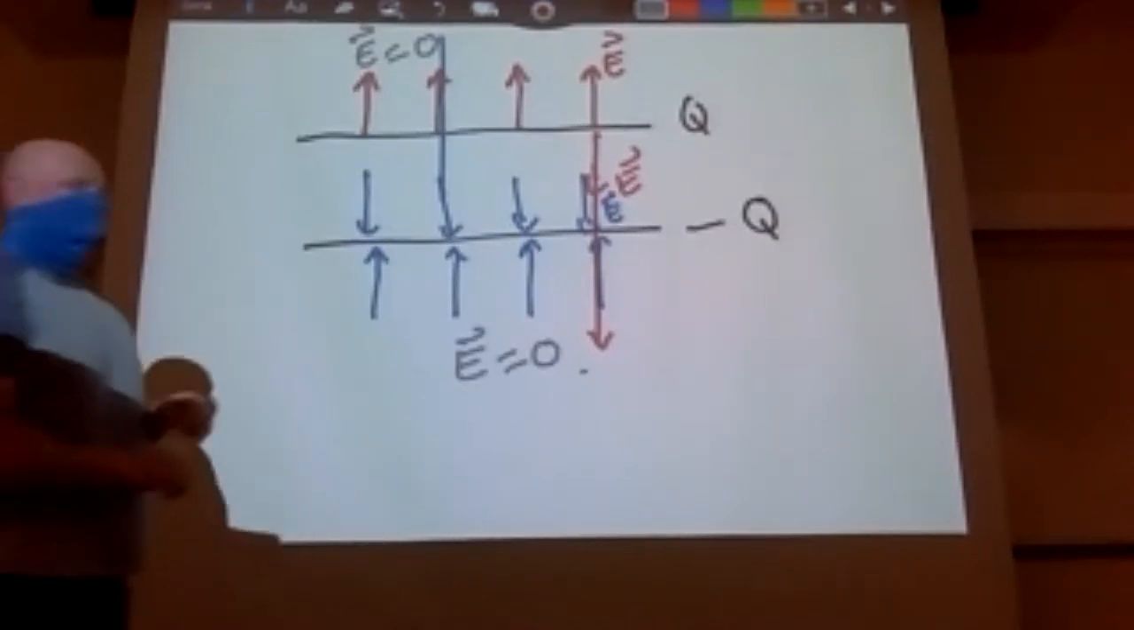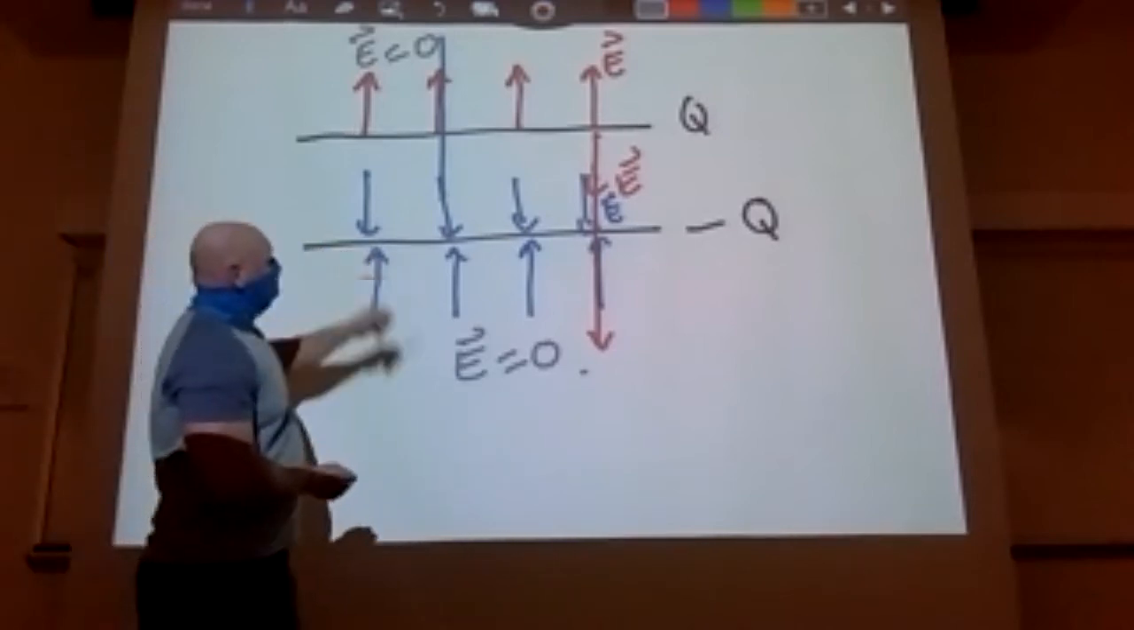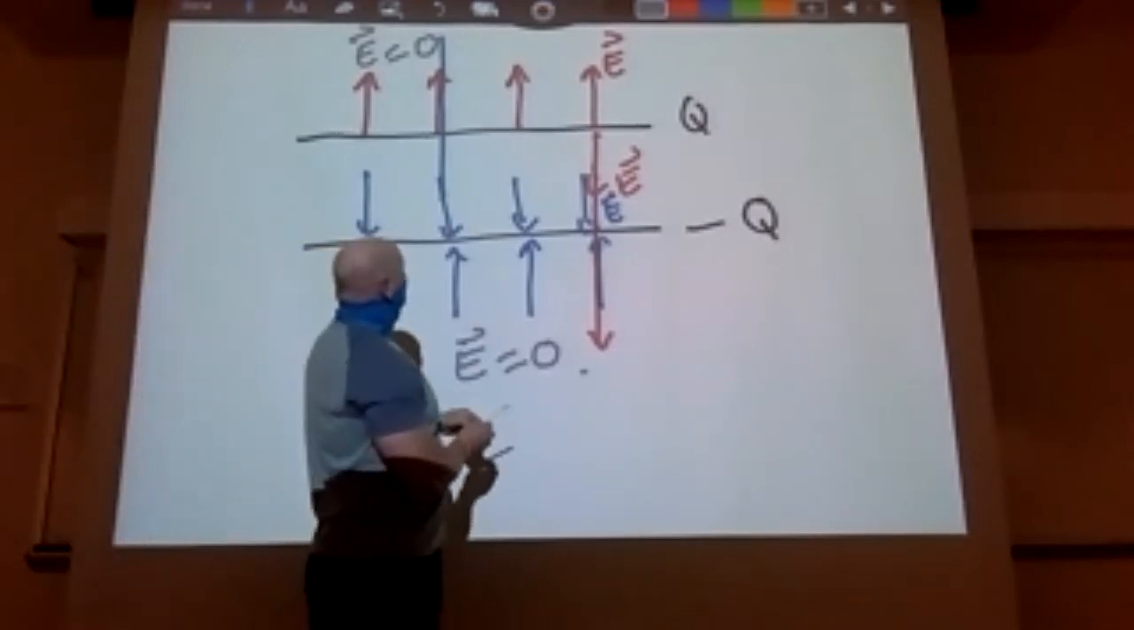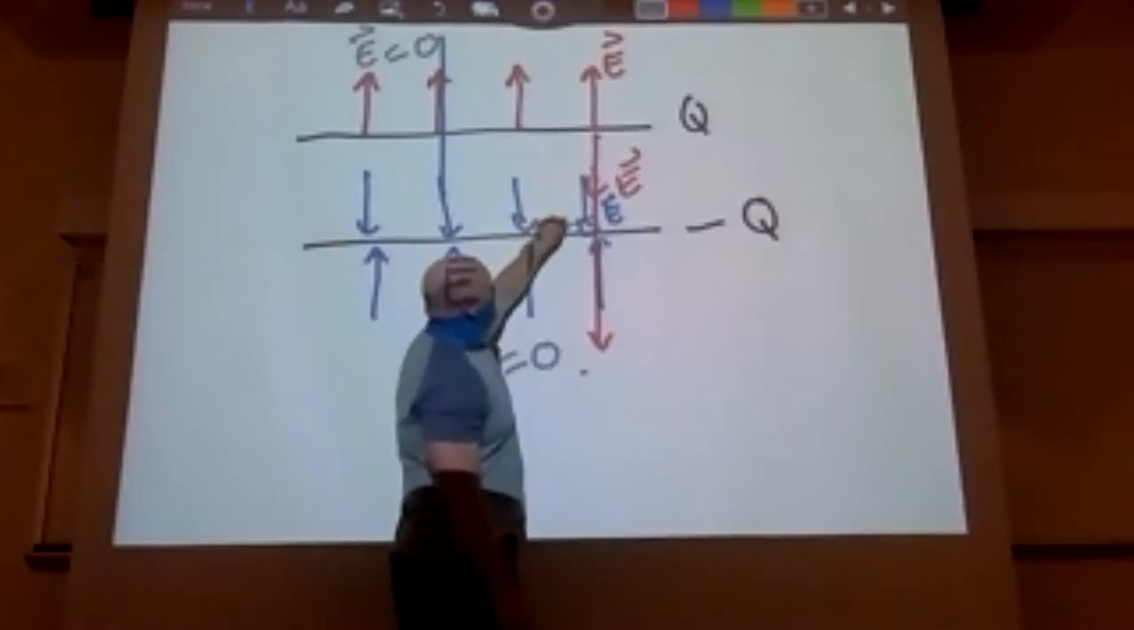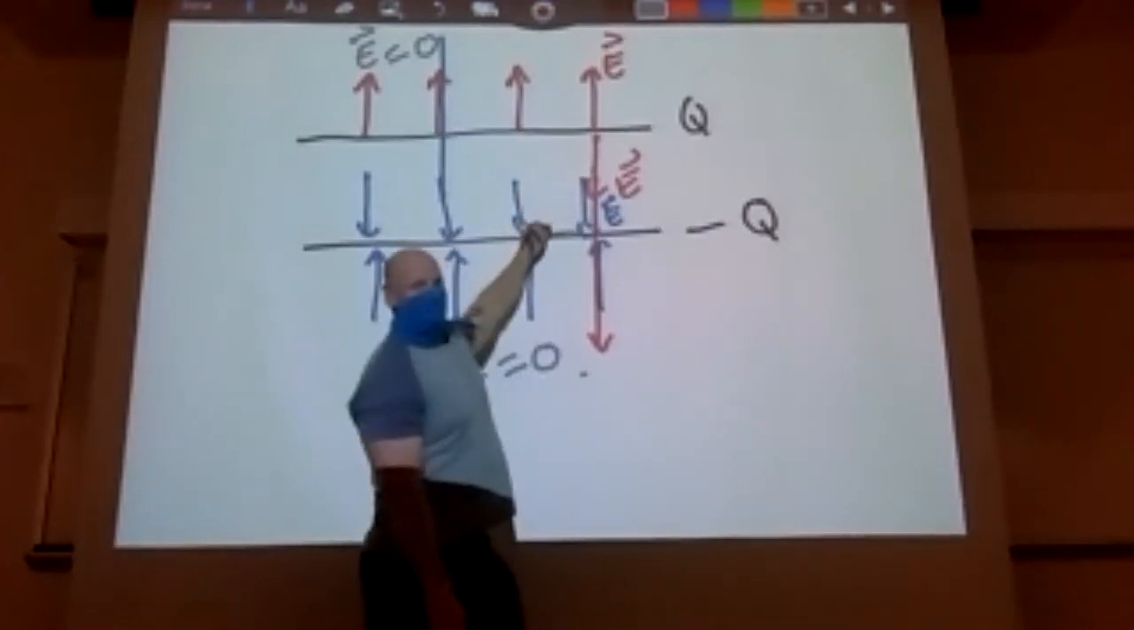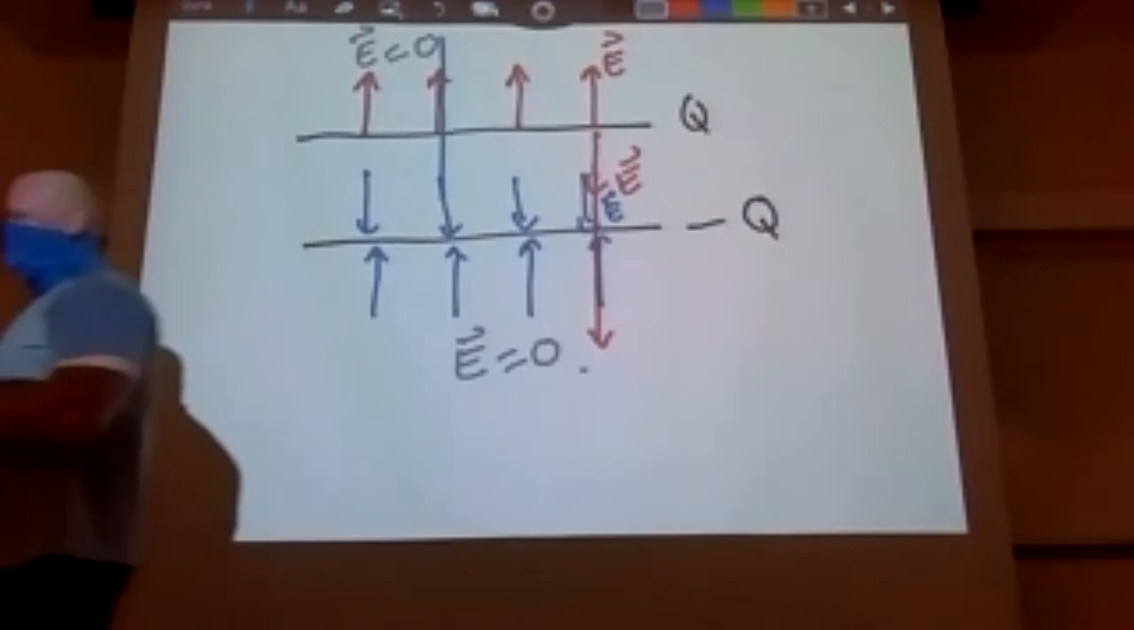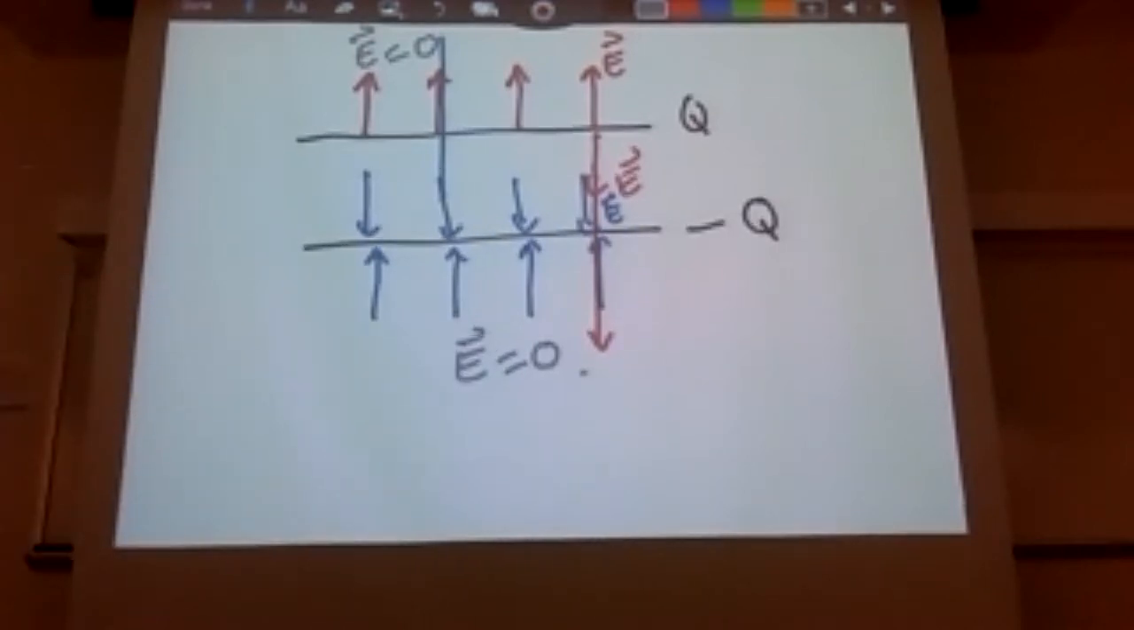On the inside, what's happening now, though? This electric field line points down. This blue electric field line points down. They're actually in the same direction in between, which means that the total electric field on the inside is not 0, but it's actually equal to eta divided by epsilon naught.